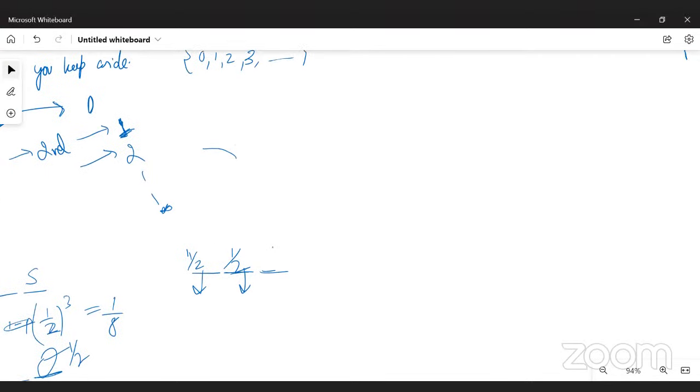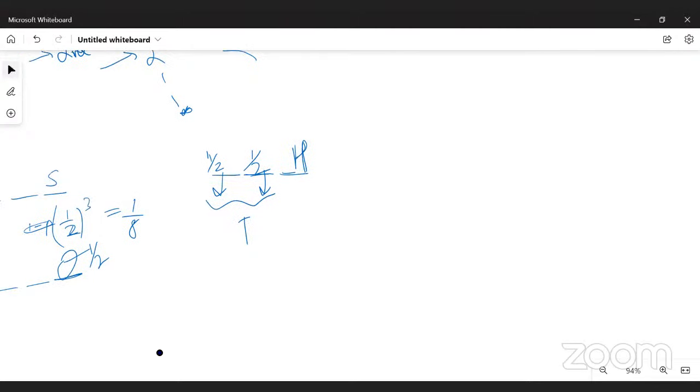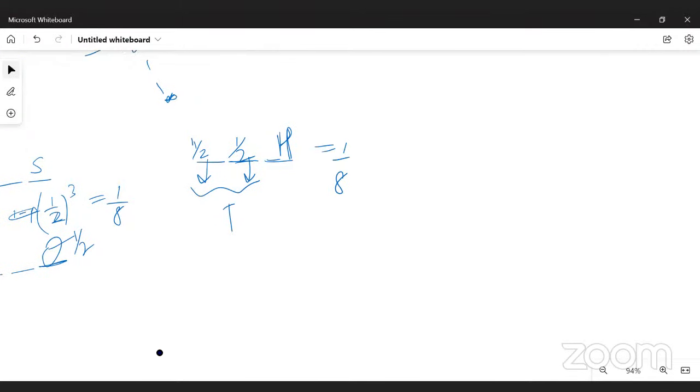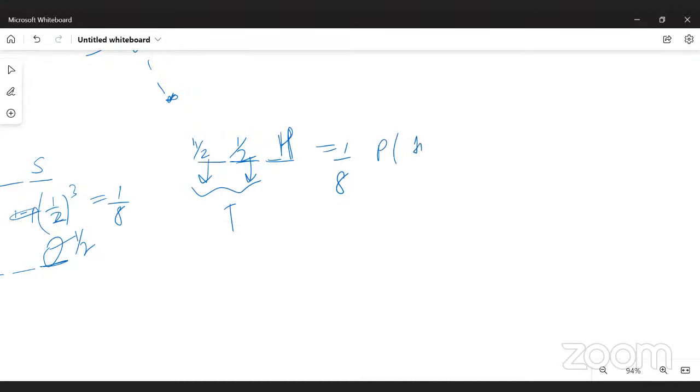So if you are saying that till the first 2 trials we got tails, but on the third trial we got a head, then this probability comes out to be 1 by 8. So what you're trying to say is, what is the probability that you get the first head on the third trial? Right. First head on the third trial.